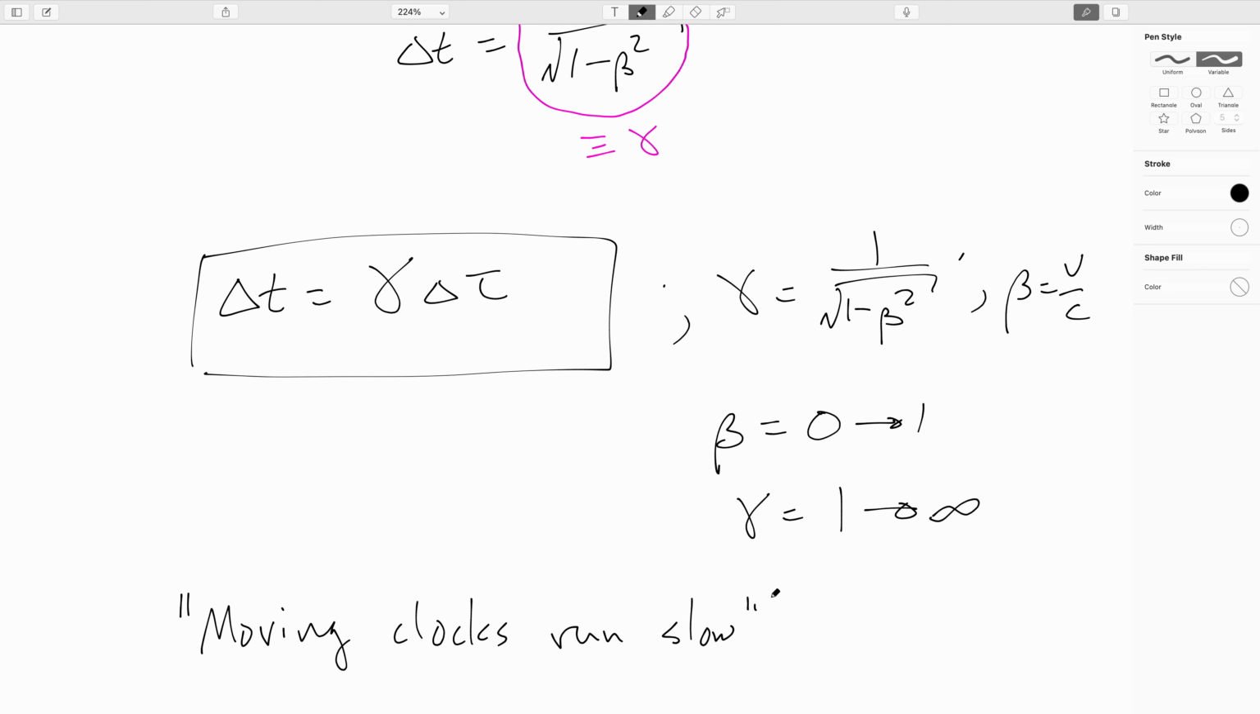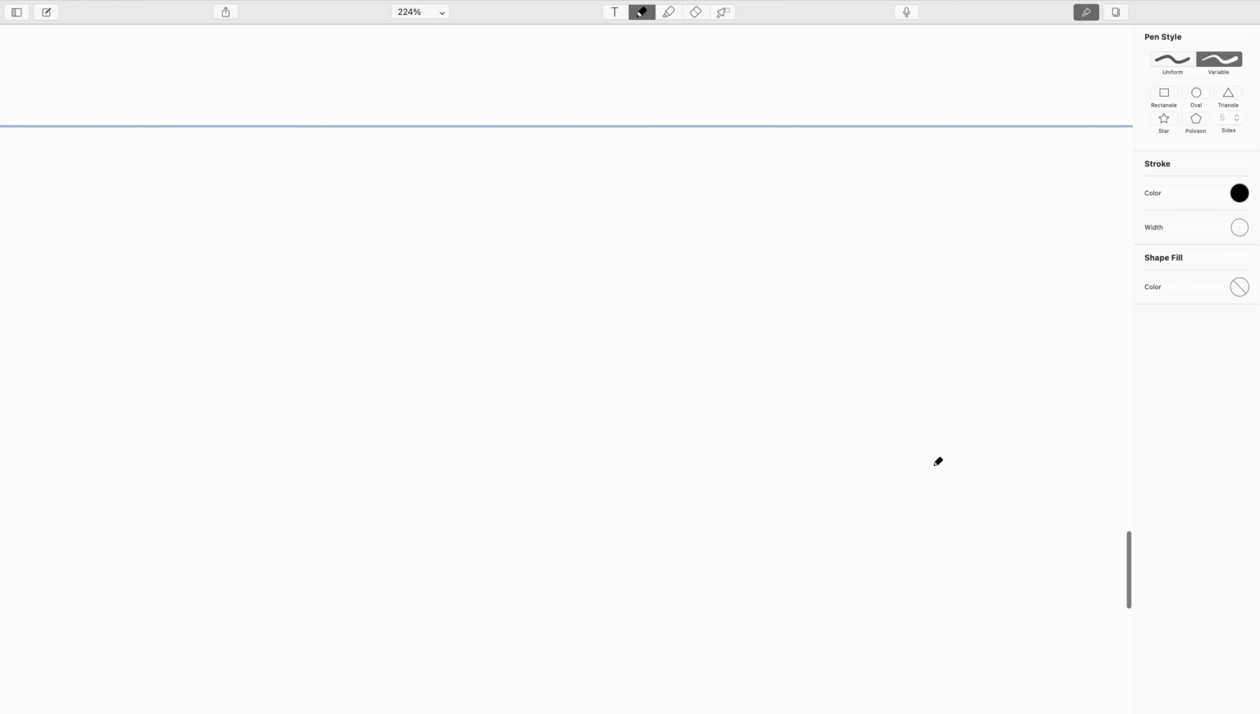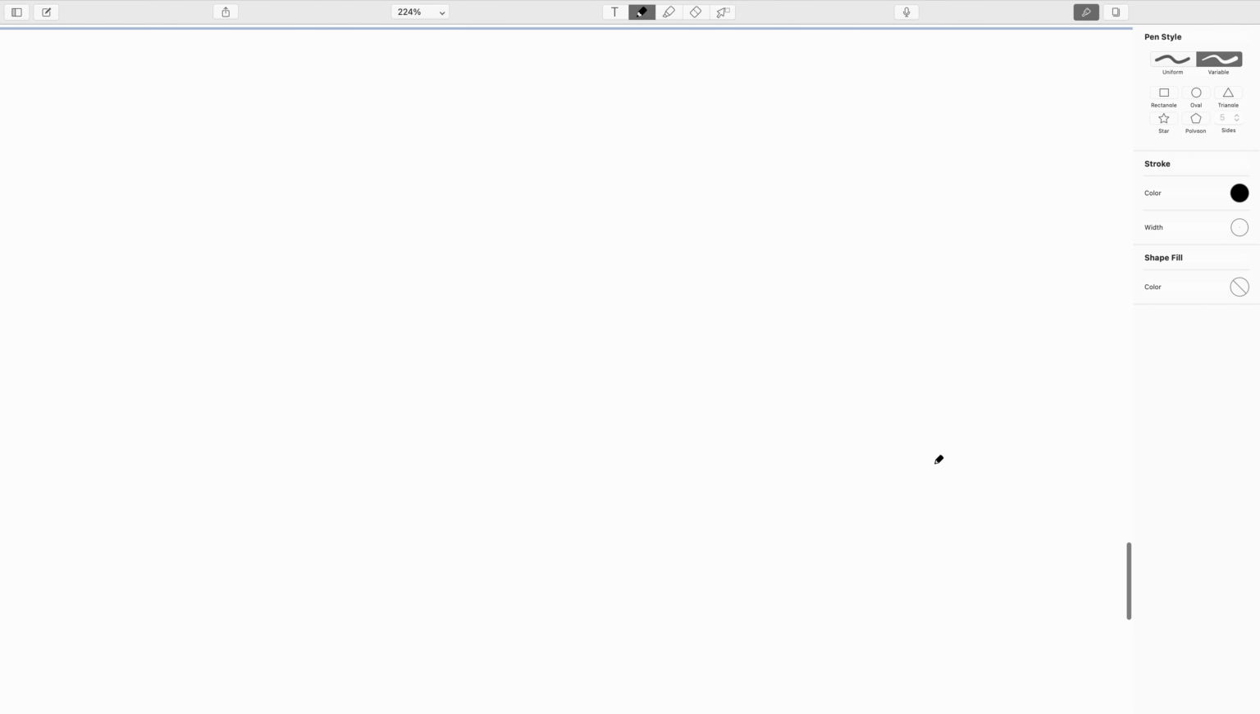Now, they won't notice any difference. They will just say, yeah, I'm aging at 1 year per year, like we all do. But their experience of the year is different. Now, for this to really show up in any noticeable amount, you've got to be moving at a substantial fraction of the speed of light.